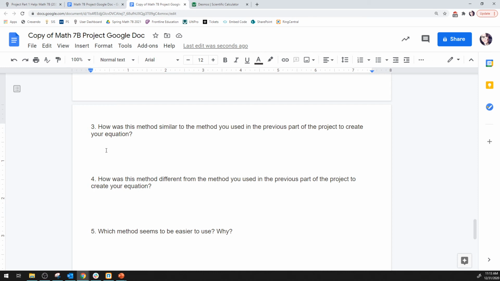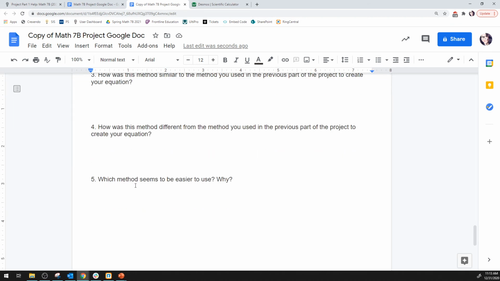For an example of how they're similar, this could be something like I used the same exact equation and expression to get to my final answer, right? Both of the equations and the expressions that we were using were both the same.